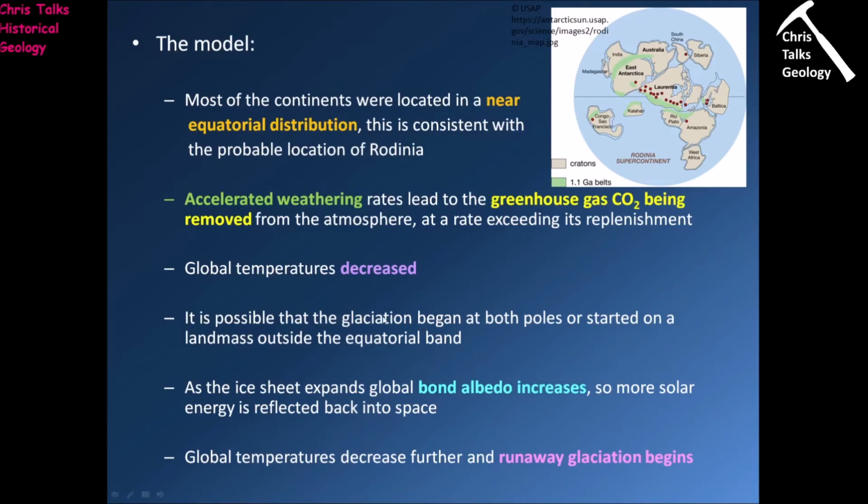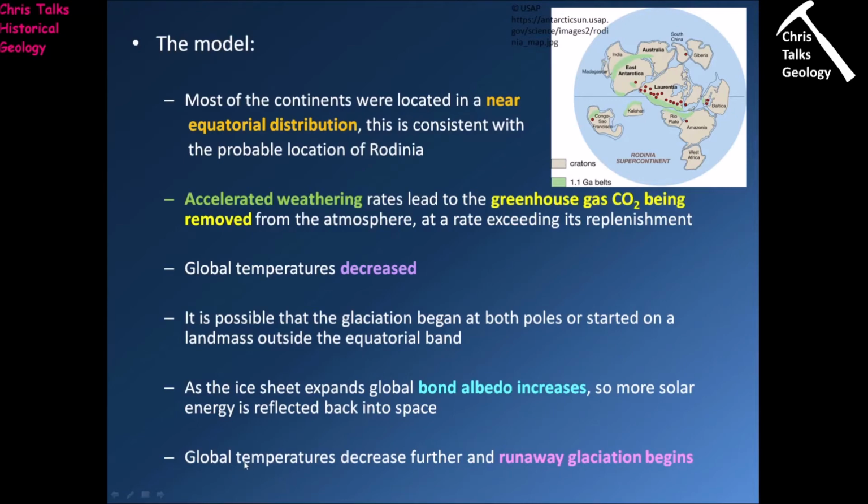So as this ice sheet expands, it's actually going to increase the global bond albedo. That's essentially a measure of how light the surface of the Earth is. So what we're doing is we're covering the surface of the Earth with ice, which is quite light in colour. We are covering over the dark oceans and the dark continents. So this means that more solar radiation is going to be reflected back into space because the surface of the Earth is going to be lighter in colour. This once again is also going to drive down global temperatures.